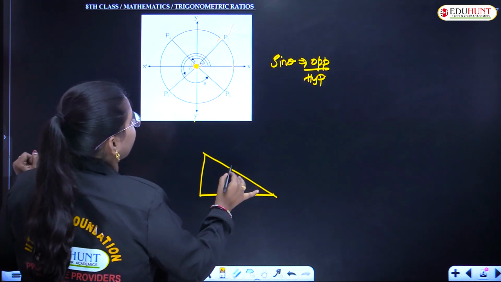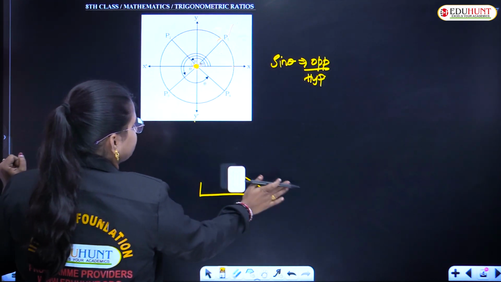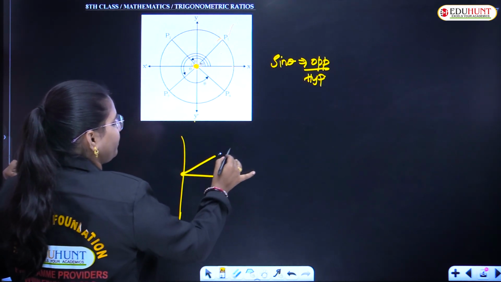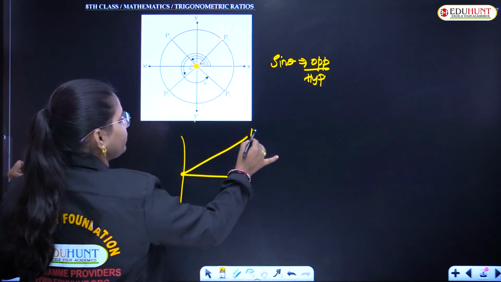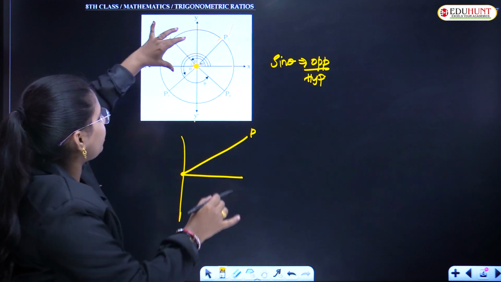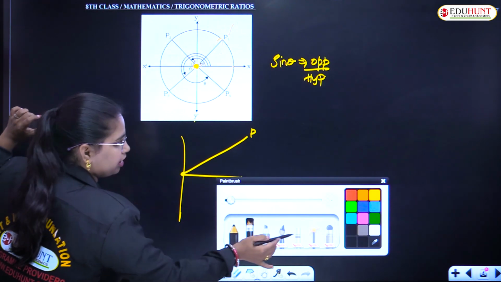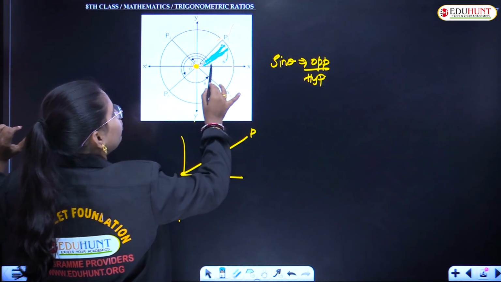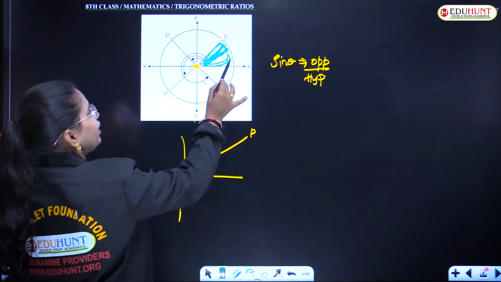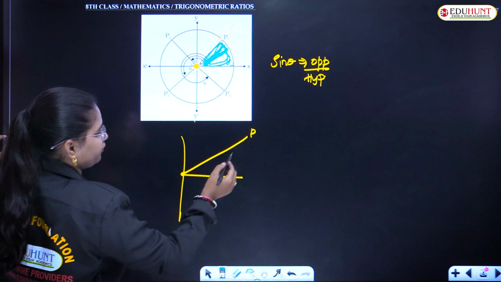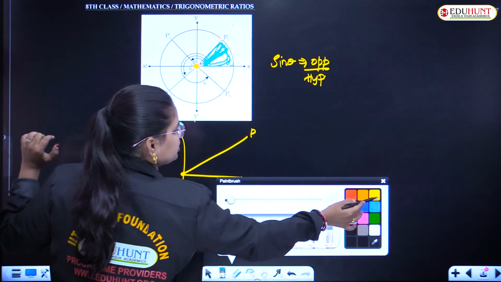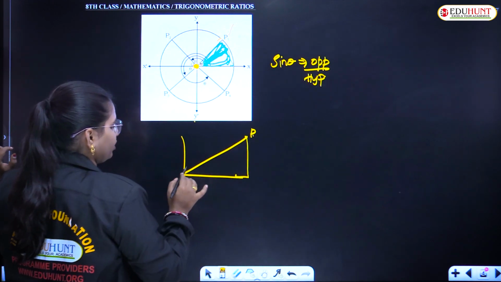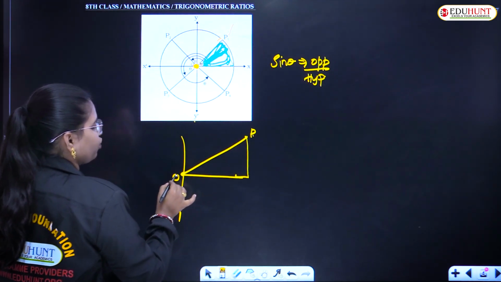See my particle, just a minute. This is my center and my particle is here, right? If I take only this part of the diagram, I'll represent it with another color. If I take only this part, that means 1 radian. Just see, this is my particle and this is my center, which is O, right?